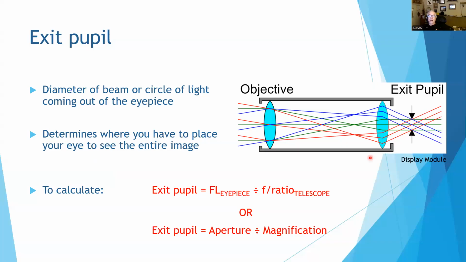You have to place your eye so that this cone of light is centered over your pupil to see everything. And you can calculate exit pupil using the focal length of the eyepiece and the F ratio of the telescope. So focal length of the eyepiece divided by F ratio of the telescope will give you the exit pupil size in millimeters. You can also use the aperture divided by magnification.